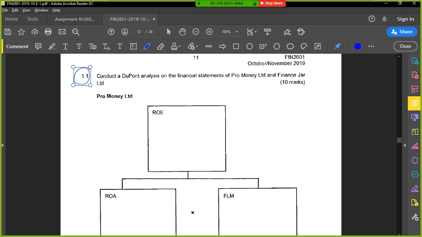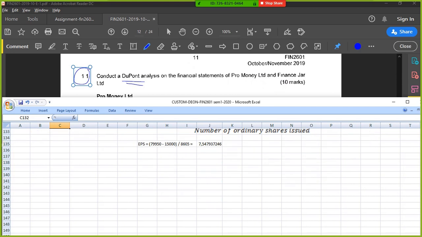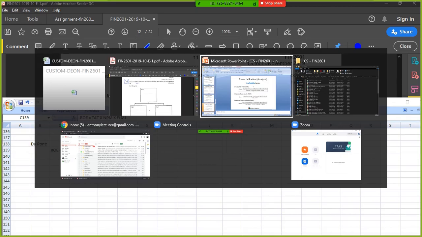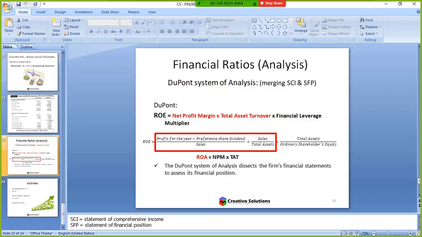1.1, conduct a DuPont analysis. Here's a nice question, and a bit of revision. If you don't remember DuPont so well, I'll help you. DuPont looks at return on equity. Return on equity can be broken up into different components: total asset turnover times the net profit margin, times the financial leverage multiplier. That's DuPont, ROE.